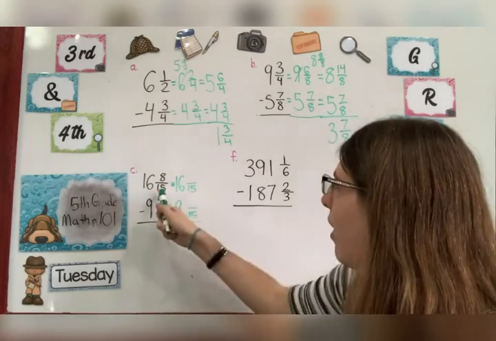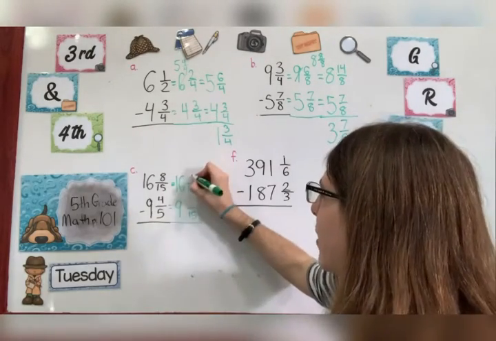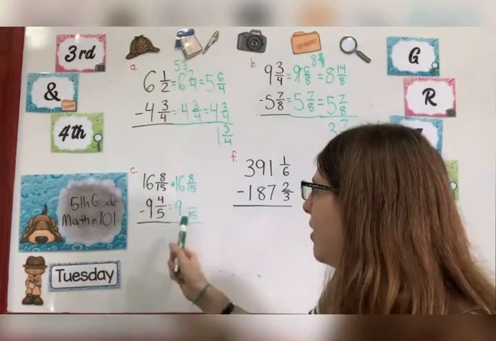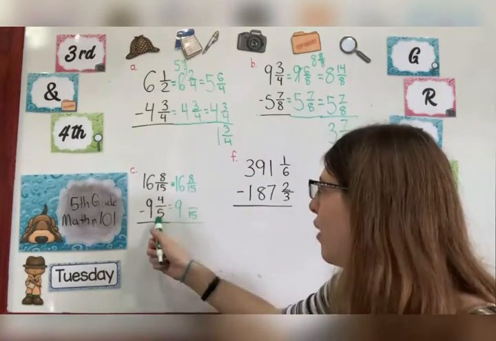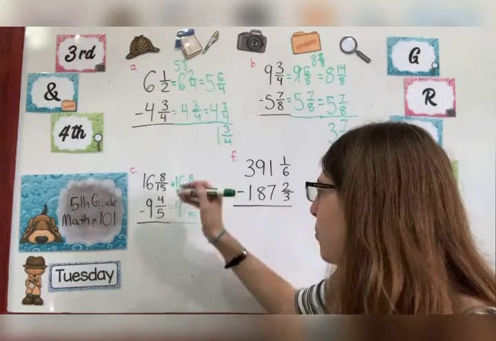Okay. Well, this fraction didn't change because the denominator didn't change. So that's nice. This one does though. 15 divided by 5 is 3. 3 times 4 is 12.